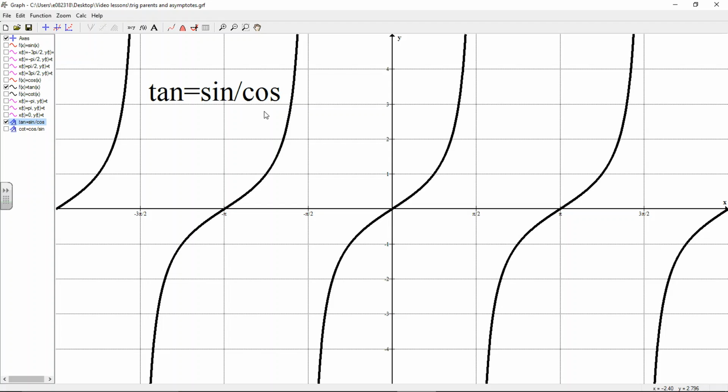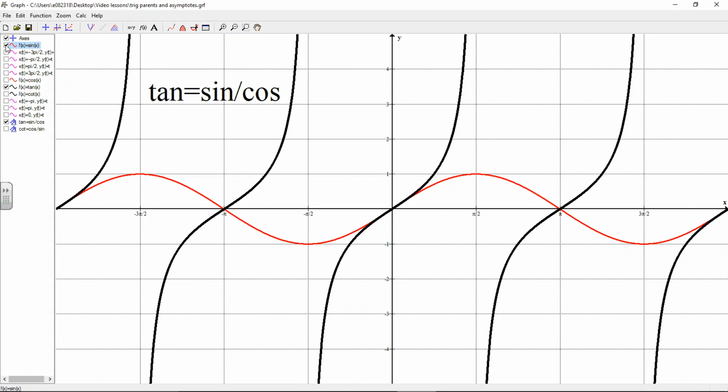And so if I overlay my graph of sine, I'm going to do sine first. If I overlay the graph of sine, what do you notice? Well, when sine is 0, the tangent is also 0, which makes sense, because if we have 0 over anything, then that means it's going to be 0, right? So the zeros of the sine function are going to be the zeros of the tangent function.